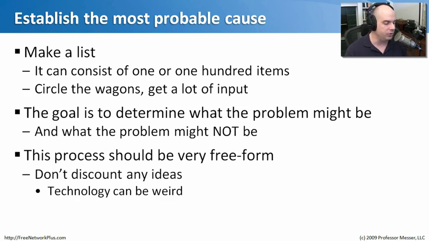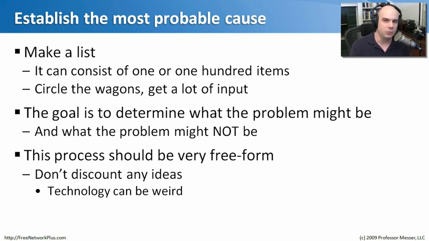This should be usually a very free-form process, especially for these very difficult problems. They happen randomly. They affect large parts of the network. You're never quite sure when it's going to happen. You should all get together and think about all kinds of different ideas about what might be the issue.